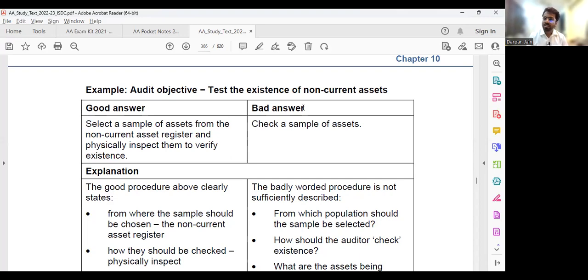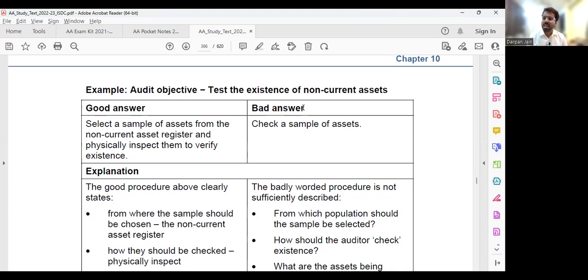Now, as an auditor, you have to think: will it be possible for you to check all the fixed assets which are there with the company? Let's say you are the auditor of Reliance Industries Limited. Will it be possible for you to check all the fixed assets of Reliance Industries Limited? They might be having lakhs and lakhs of fixed assets. It will not be possible for you to check all the fixed assets. So what do you do? You check only a sample of assets.